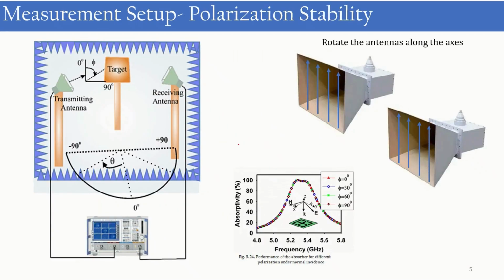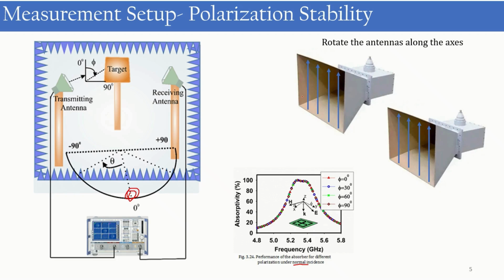So let's see how the polarization stability measurements are done. Here you can see the performance of the structure measured for different polarizations under normal incidence. That means we put both transmitting and receiving antennas at 0 degree, and for all the measurements we first put the metal plate here and take the measurement as the reference. Based on that, we take all the measurements by putting our target, that means our periodic structure, here.